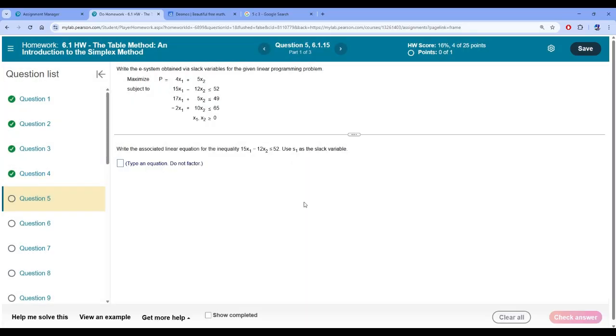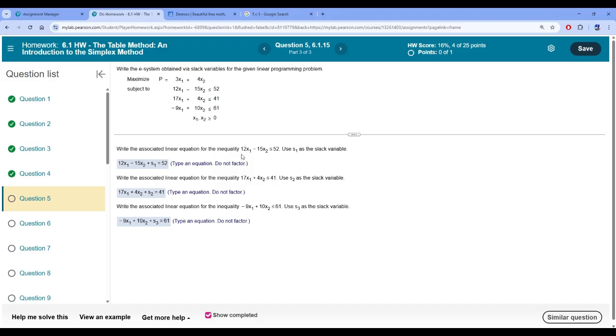Cool. All right, write the associated linear system with this inequality, use S1. So I'm guessing this is going to be the same exact thing. So I'm going to go to show completed. The first line is going to be 12x subscript 1 minus 15 plus S2 is equal to 52. The second one is 17 plus 4x2 plus S subscript 2 is equal to 41. And here, negative 9x plus 10x2 plus S3 is equal to 61. All right, yeah, that makes sense to me.